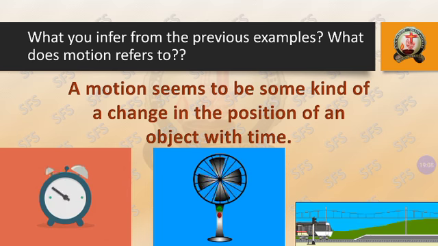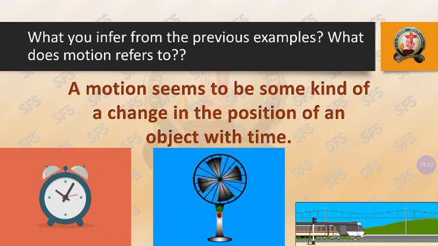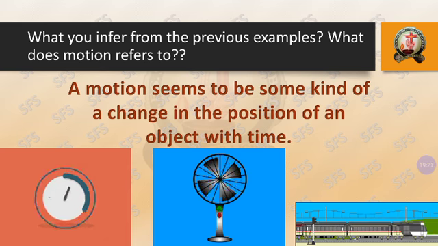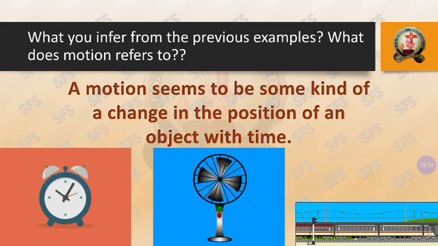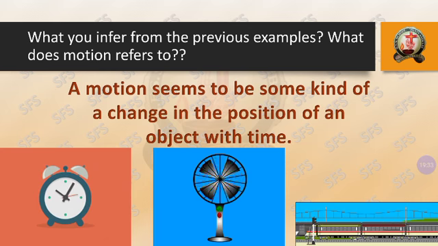When it keeps on moving, we can say that it is in motion because the fan keeps on moving with respect to time. The same way, when a train moves from one place to another place continuously, we can say that the train is in motion. The train is moving, right? When it stops, then we can say, okay, the train is at rest. That object is at rest.